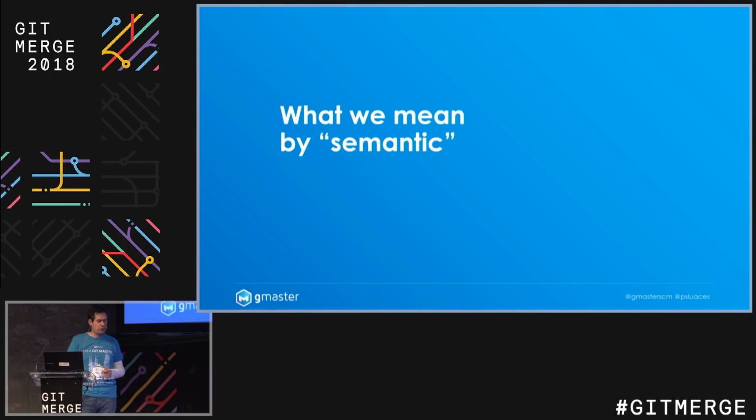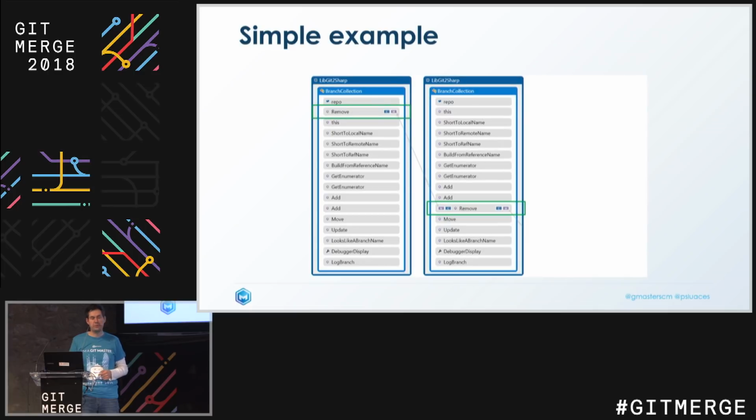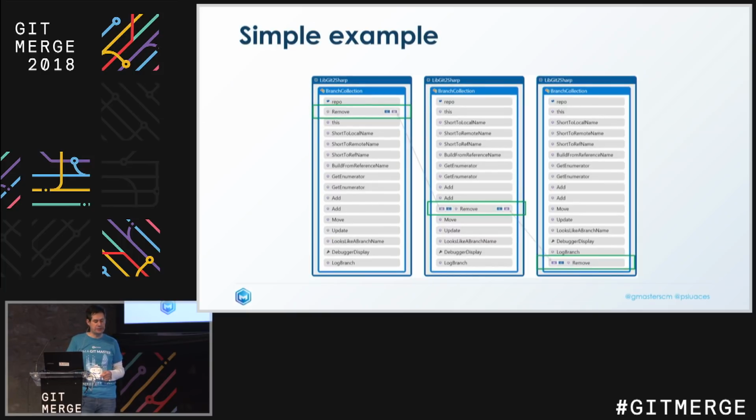So first of all, what we mean by semantic. Just to give you a little bit of context, look at this sample. This is the base of a merge, how a file was. And we have a method there, coming from LibGit2Sharp. We have a remove method there. Then someone makes a modification to this method and moves it up in the file because he thinks it's a better idea to have it sorted in a different way. And then in parallel, someone else modifies the method too and moves it down.